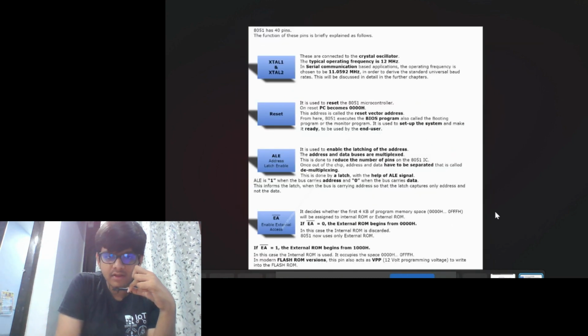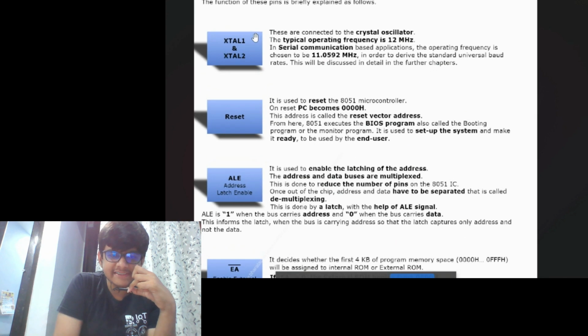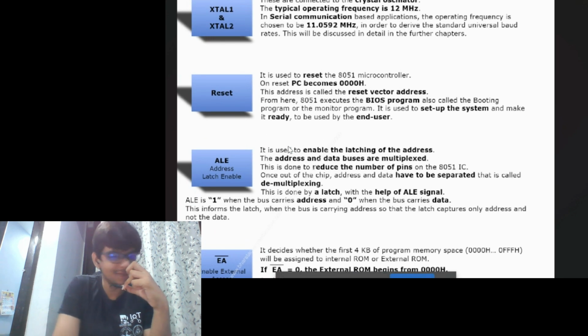See, what are XTAL1 and XTAL2? These are connected to the 12 megahertz crystal oscillator. You can copy or note that if you want to. If you want these notes, then ask in the comment section. Then what does the reset button do? On reset, the PC becomes this address.